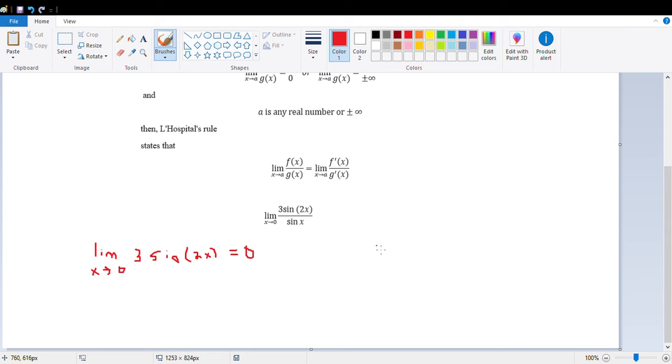All right, then I'm going to show that the limit as x approaches 0 of the bottom, well, that is also 0. So because the limit of the numerator and the denominator is one of our indeterminate forms, we can use L'Hopital's rule.